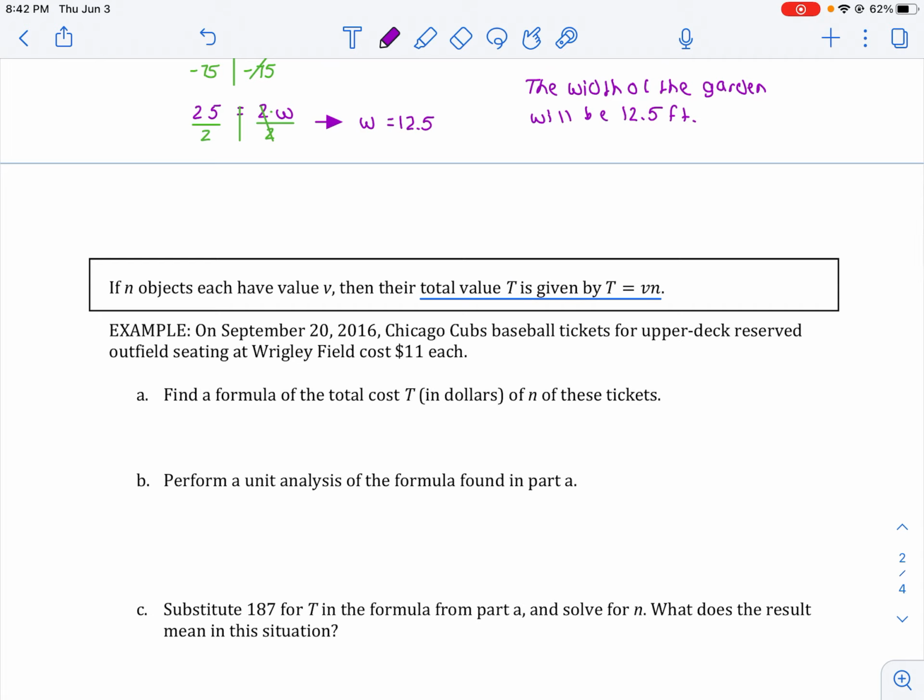So let's finish this next page. If n objects have a value v, then their total value, capital T, is given by T equals v times n. We're going to use this on the next problem.